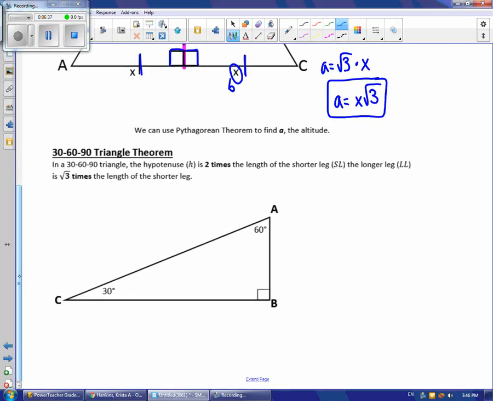So your 30, 60, 90 triangle theorem says in a 30, 60, 90 triangle, the hypotenuse h is 2 times the length of the shorter leg. The longer leg is square root of 3 times the length of the short leg.